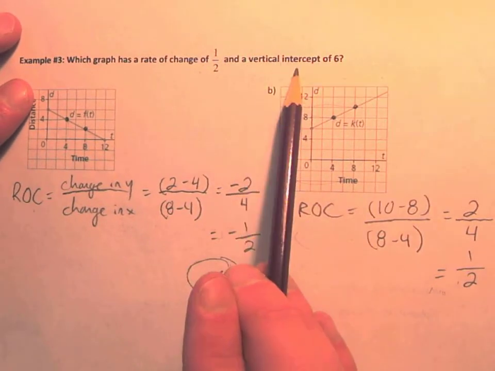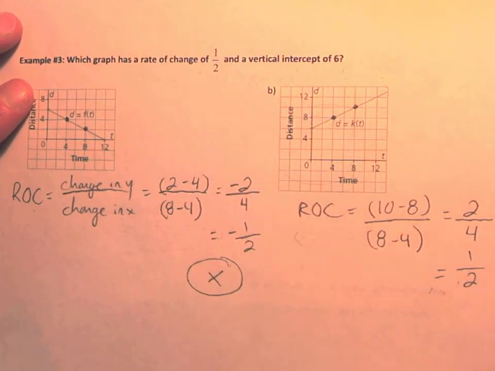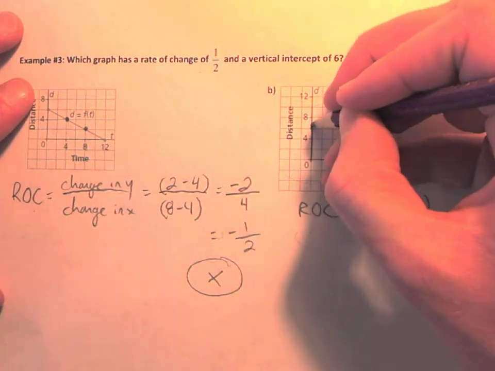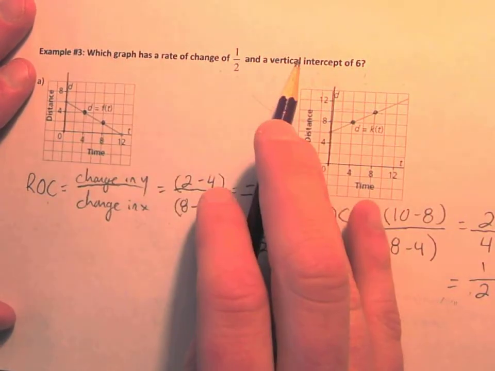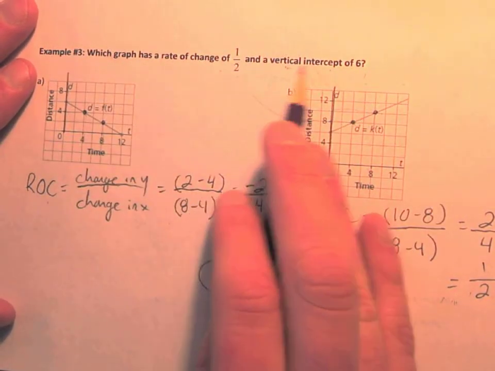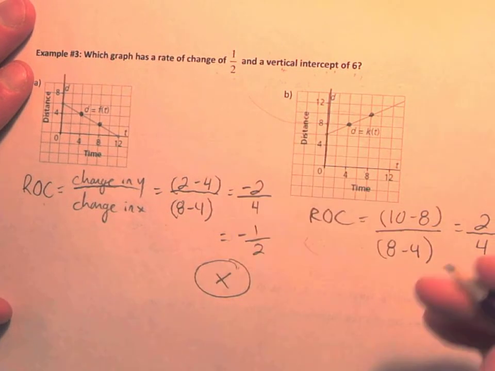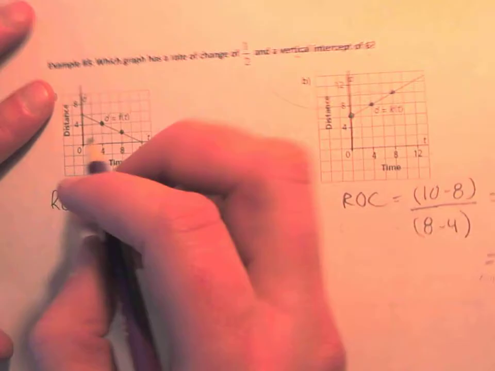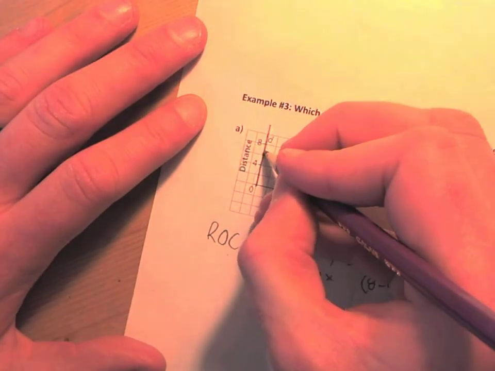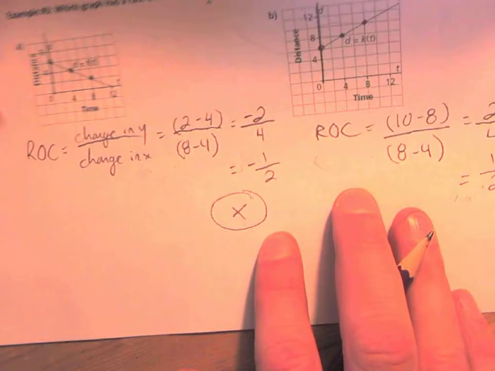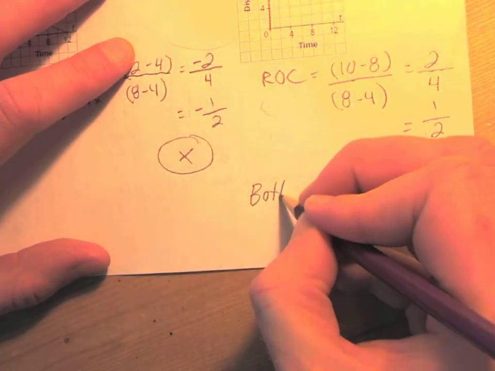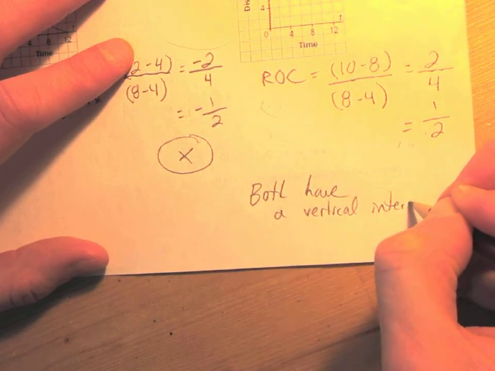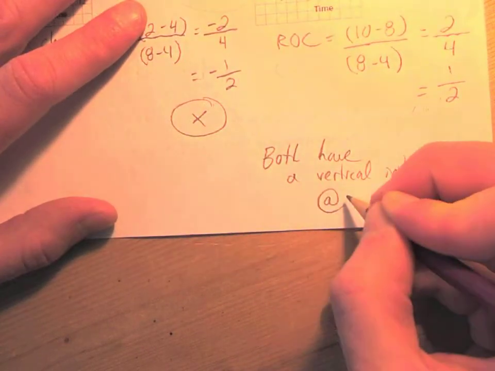And it says, which one has a vertical intercept of 6? What does vertical mean again? Vertical means the y-axis. It means the up and down one. So it means this one and this one. So it says, which one crosses the y-axis at 6 is what it means. So does it cross at 6 here? 4, 6? Yep, that one does. How about this one? 4, 6. Yep, it's crossing at 6 there too. So they both do. So both have a vertical intercept at 6.